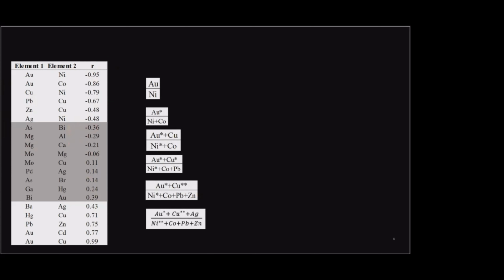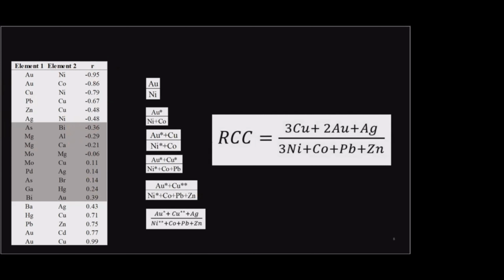Okay, and in this case, we obtain an RCC that is composed of 3 times copper, 2 times gold, 1 time silver, divided by 3 times nickel, plus cobalt, plus lead, plus zinc.